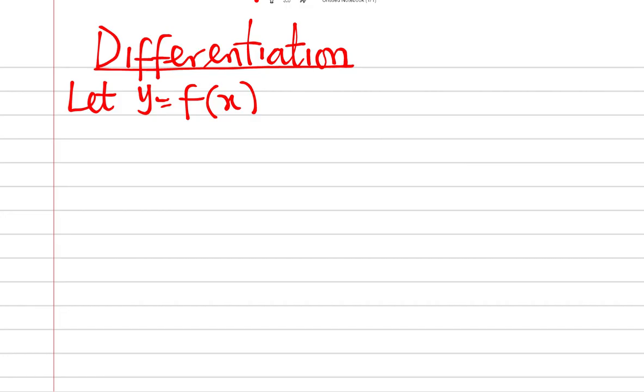In today's class we're talking about differentiation. Now, what is differentiation? In our last class we spoke about gradients and other things.